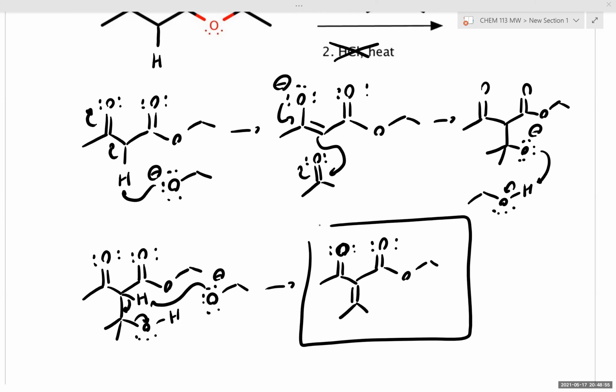Does this mechanism make sense to everyone? Any questions on this example? Okay, so let's keep going then.